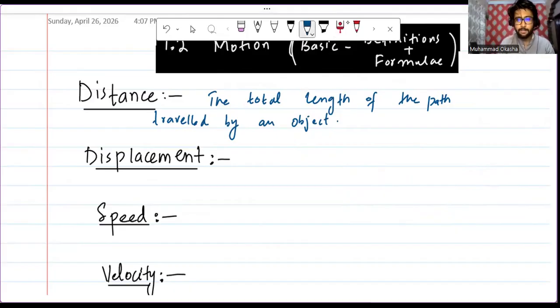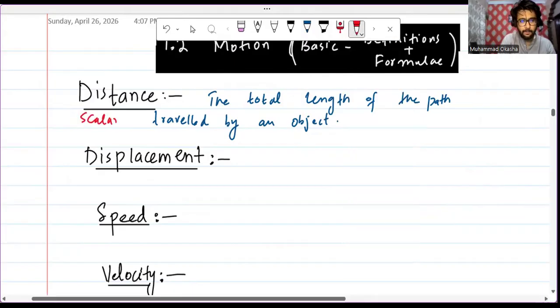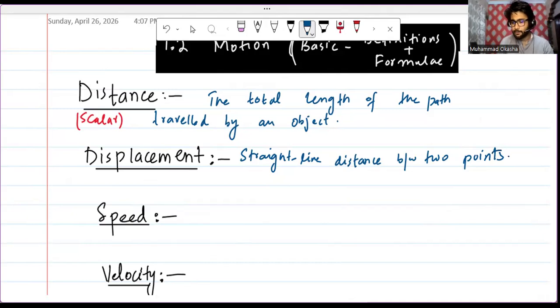On the other hand, by the way, distance is a scalar quantity. This is something you should know. I'll tell you for each one whether it is a scalar quantity or a vector quantity. So distance, to begin with, is a scalar quantity. Displacement is the straight line distance between 2 points, and it has a direction. So this one is a vector quantity.